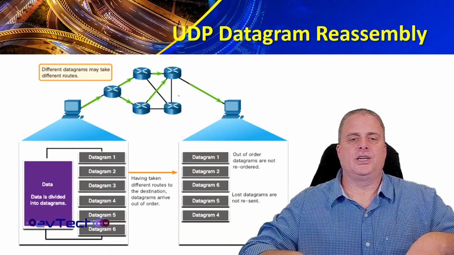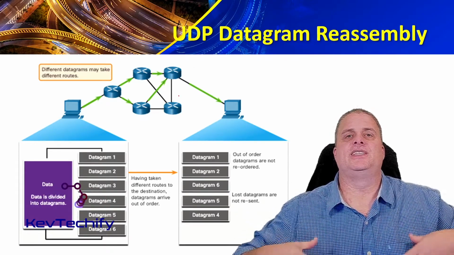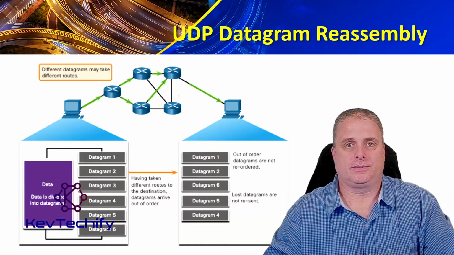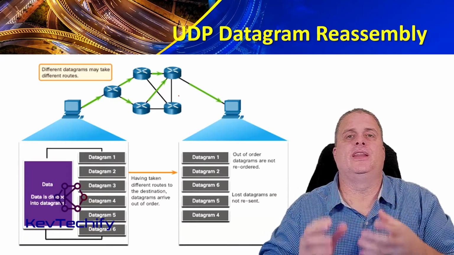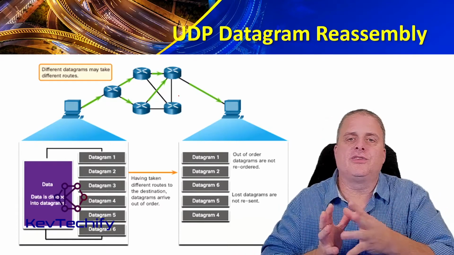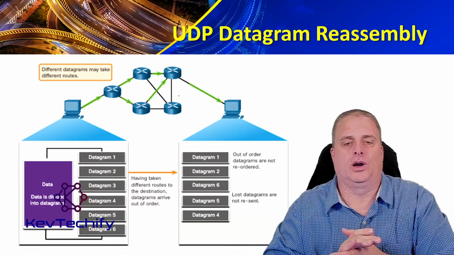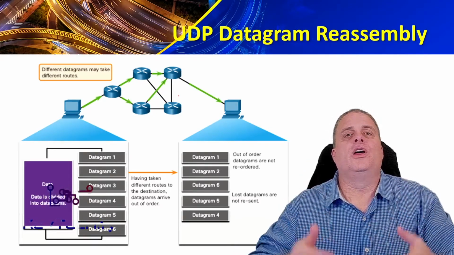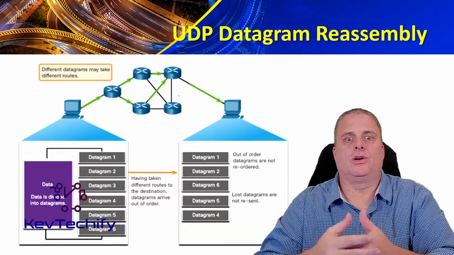When the destination gets in these segments, gets in these datagrams for UDP, it reassembles them in the order it was received. Because of how data travels through the network, these different datagrams can arrive out of order. When they arrive out of order, they're reassembled in the order they're going to get.